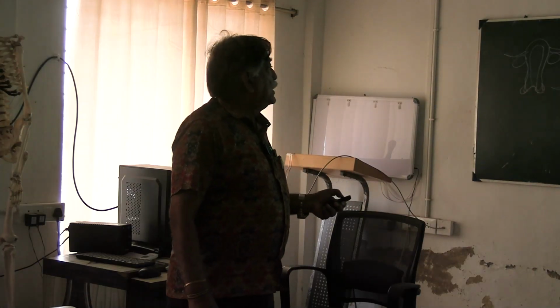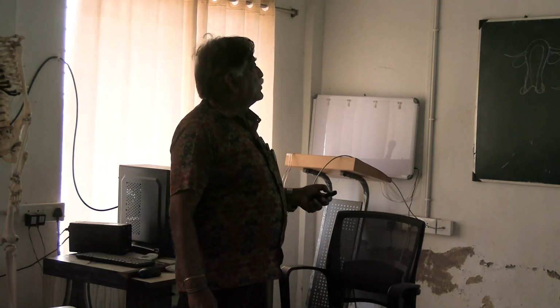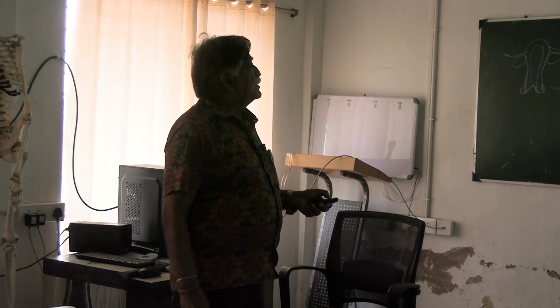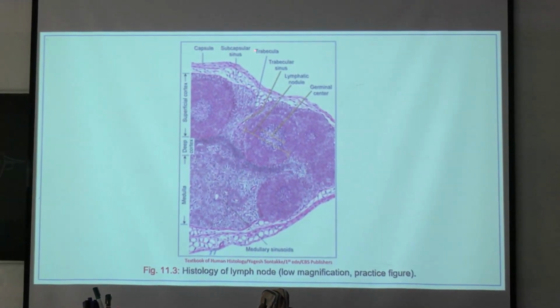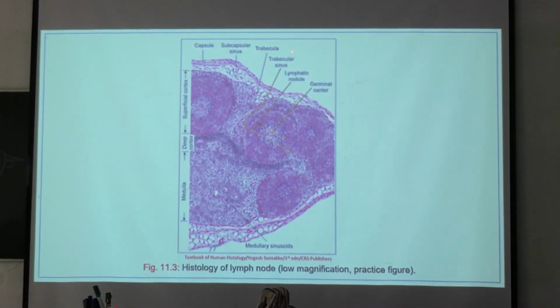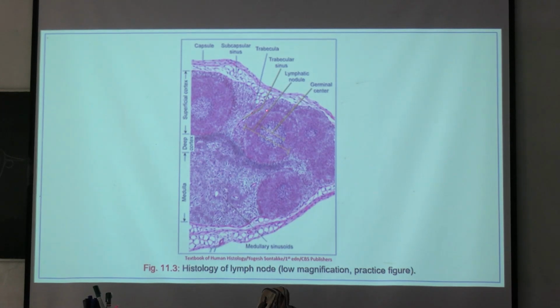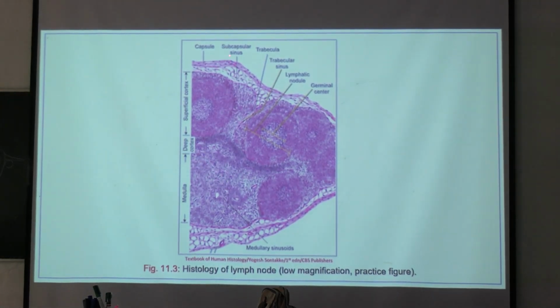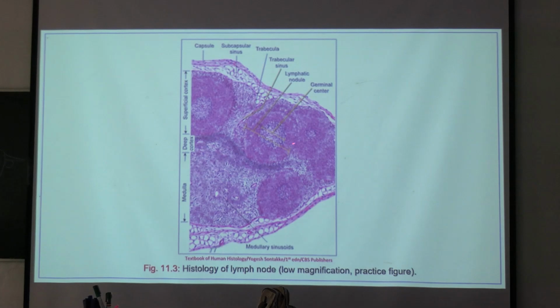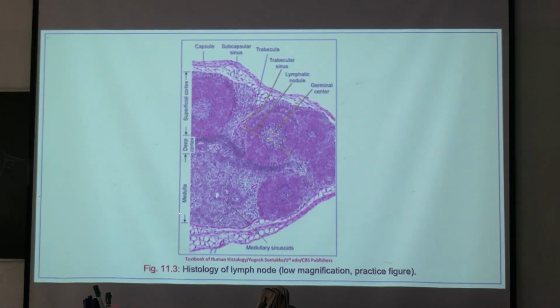Capsule: the lymph node is covered by a connective tissue capsule. It is made up of dense connective tissue. Trabeculae extend from the capsule into the substance of the lymph node. Now you see, this is the lymphatic nodule. This is the trabeculae, and this is the lymphatic nodule, and the subcapsular sinus. This is the capsule, and this is the subcapsular sinus. And you see this is the superficial cortex, deep cortex, medulla.